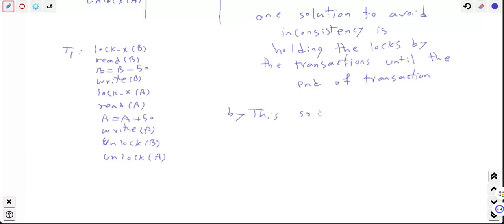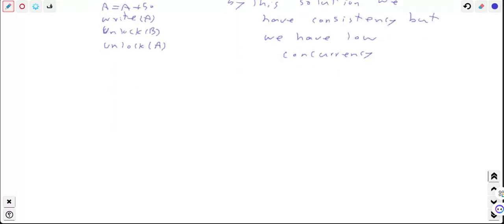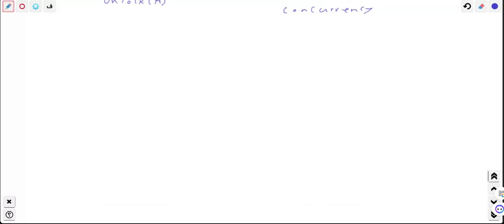By this solution, we have consistency, but we have low concurrency, because transactions hold their locks. We need another solution. We need another way which is better and has more concurrency.